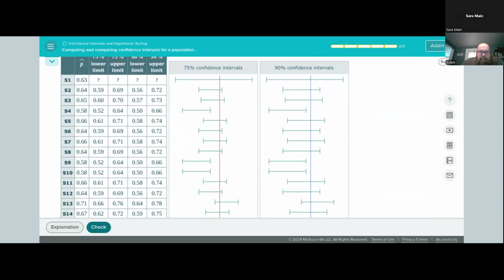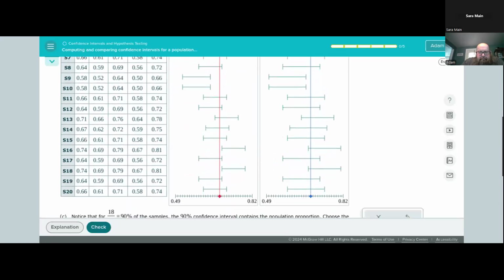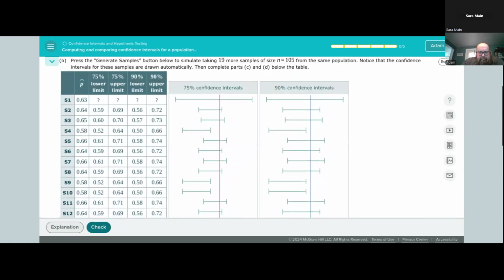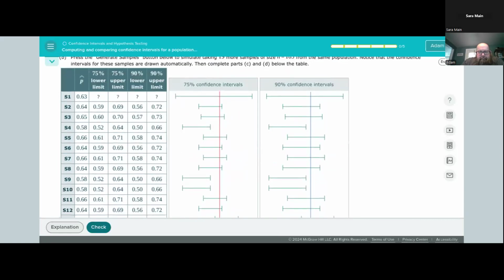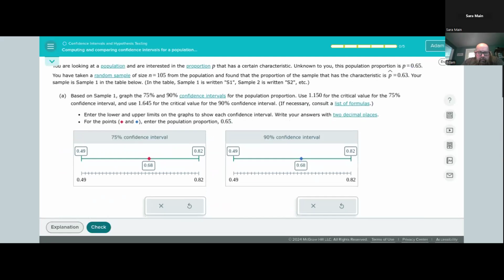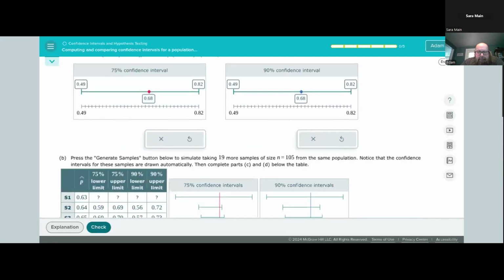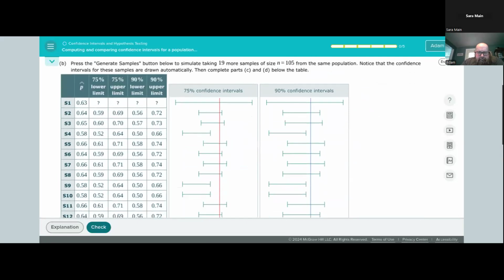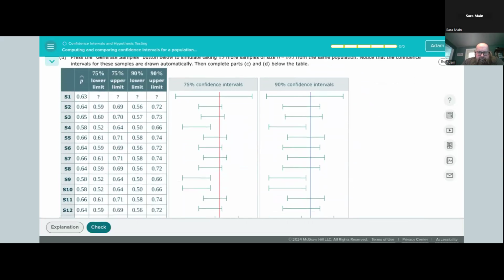Okay, and remember on the video I made earlier, I talked about the 75% and the 90%. The 75% confidence interval tells us that 75% of the samples should contain the red line, which would be the population proportion. What was it at the very top? 0.65, there it is. And the 90% should contain 90% of those 20 samples, so 18 of those samples should contain the blue line, that 0.65.